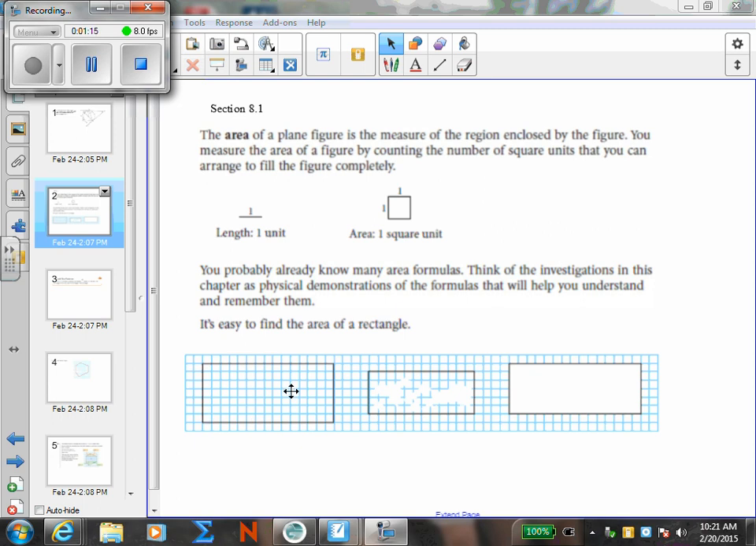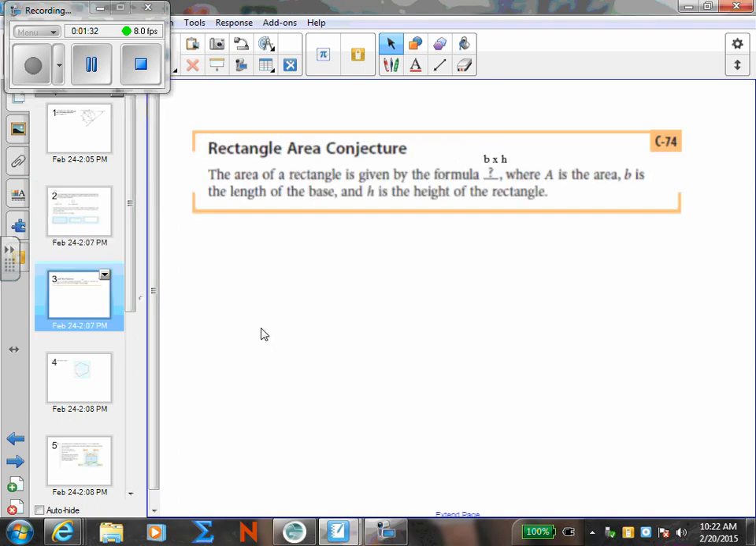So you already know probably a lot of area formulas. Okay, so the first two that we're going to learn are going to be fairly easy. You will have a lot of formulas by the end of the chapter. Okay, so the first conjecture that we're going to talk about is the area of a rectangle. So we're on conjecture 74, and the area of a rectangle is given by the formula base times height, or A = B times H, where A is the area, B is the length of the base, and H is the height of the rectangle.